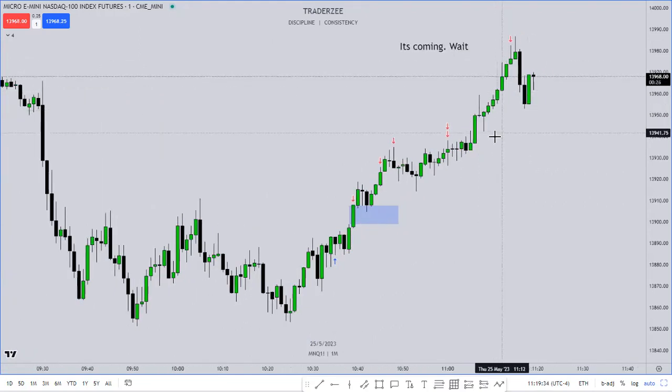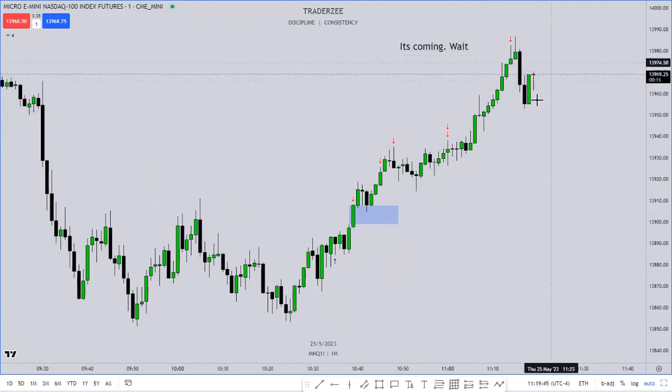The lower time frames, these candles right here, they form on the higher time frames as well. These candles can be on the 4 hour time frames as well. If you understand it on the 1 minute, you can make better decisions on that. Yeah.